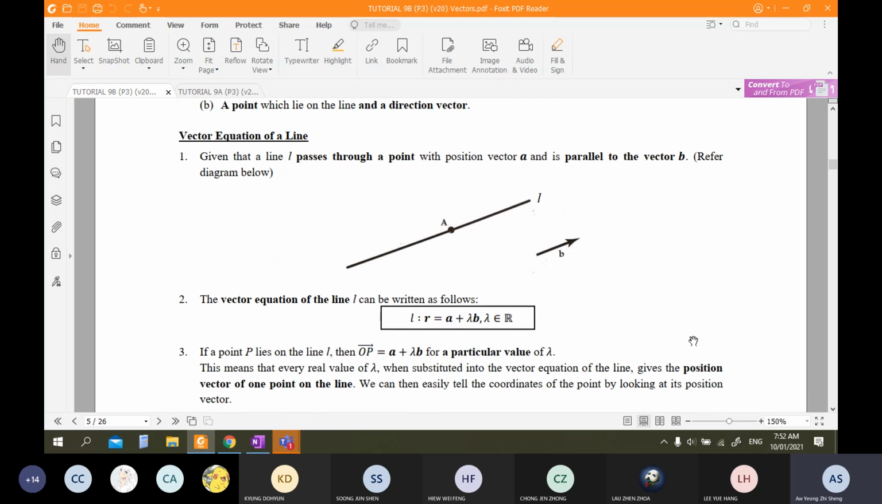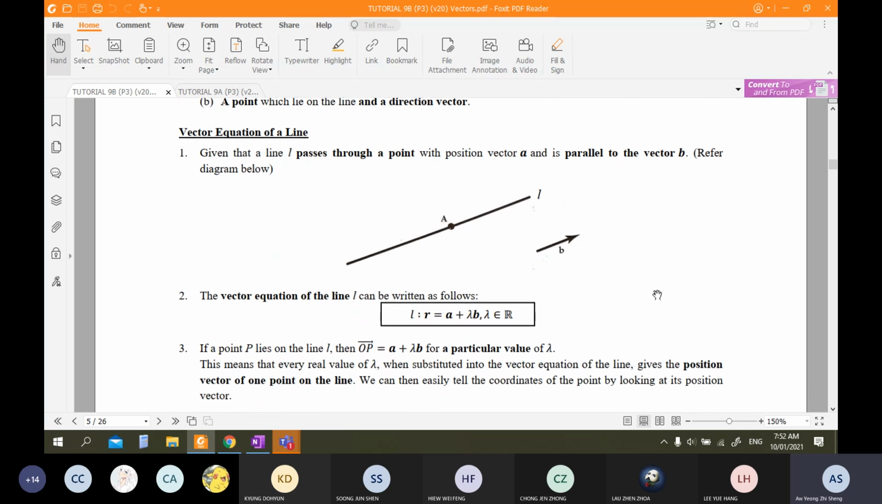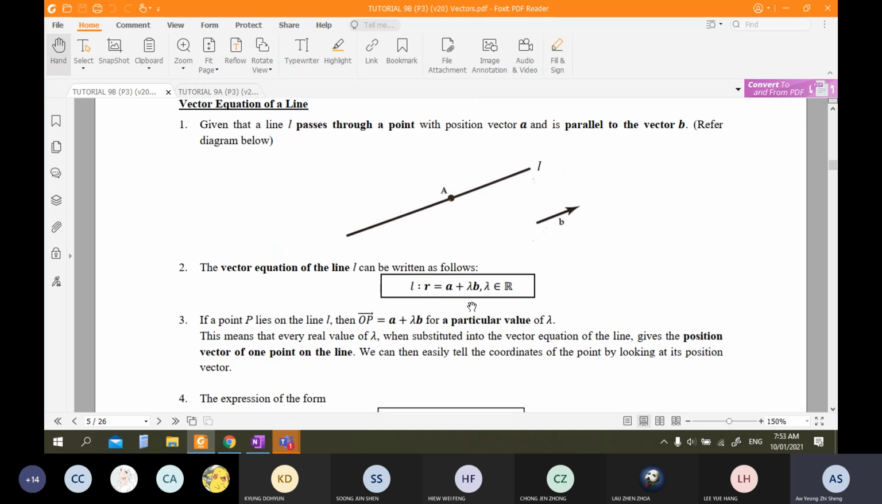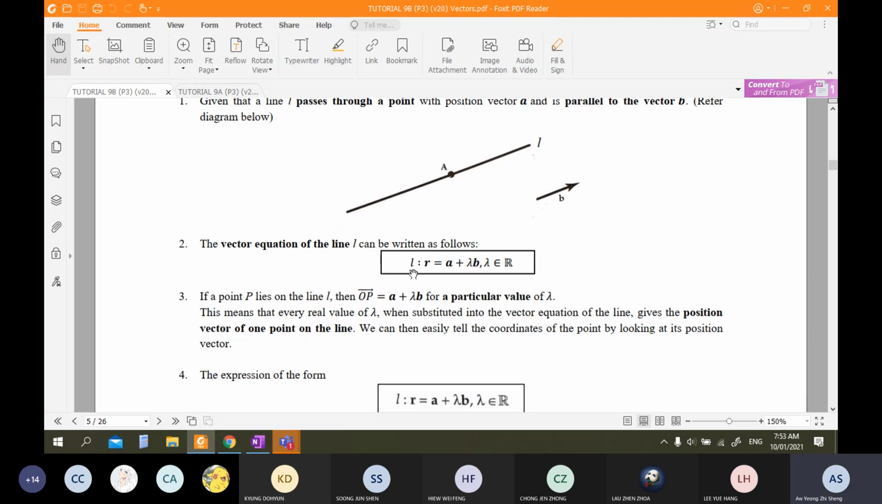Now, point number 1 is just a repetition of what I've covered just now. If you're given a line L that passes through a point which they label as capital A, and the point capital A has position vector small letter a, and vector b is just a vector parallel to L, then you can take A as a fixed point on the line and take b as the direction vector. Then you can write the vector equation as r equals a plus lambda b, where lambda is allowed to take all real values. When writing the vector equation of a 3D line, many people tend to forget to write the letter r.